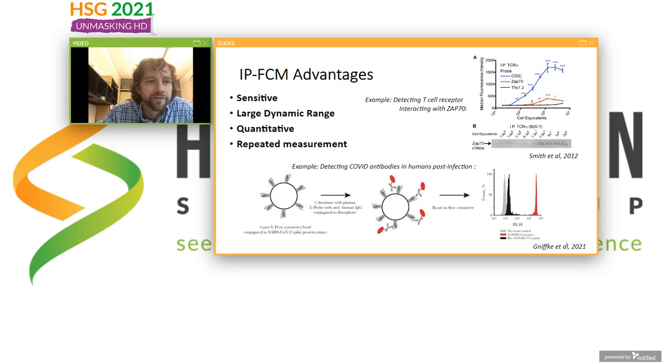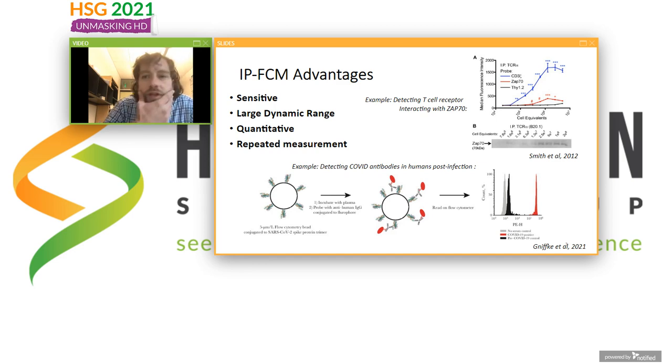A second, more modern relevant thing that we've used IPFCM for is we coated our 5-micron beads with the spike protein from SARS. We were then able to incubate these beads with serum from post-convalescent patients, and we could measure antibodies to COVID-19 spike protein in human serum.